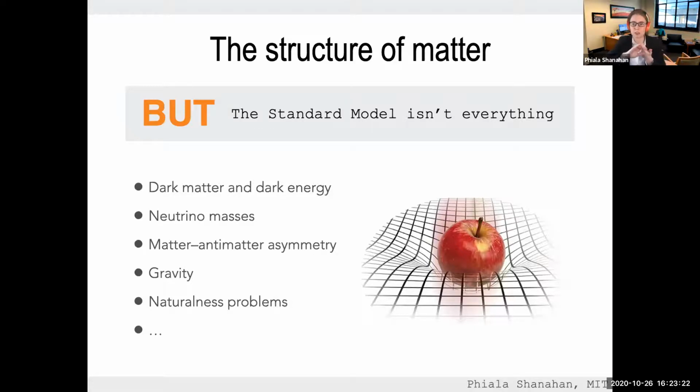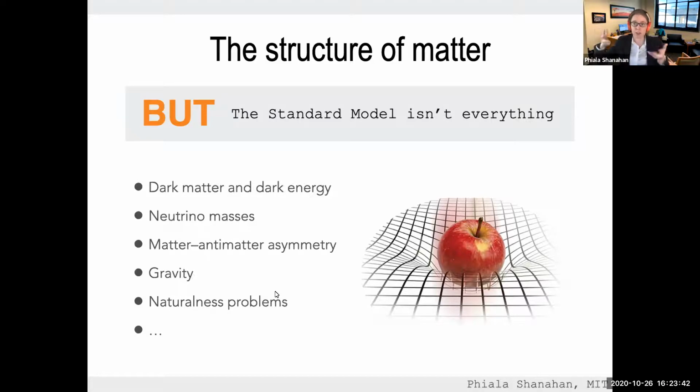The neutrinos have masses in nature. They don't in the standard model. We know they have masses because we observe neutrino oscillations. So for undergraduates studying quantum mechanics, it's a beautiful example of a 2-state system when the mass and the flavor eigenstate don't match. There's a matter-antimatter asymmetry in the universe we can't explain.